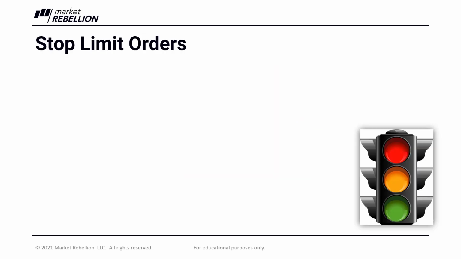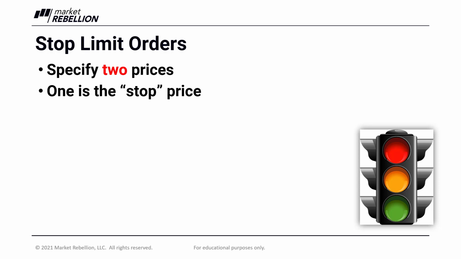So what is a stop limit order? Well, for stop limit orders, you are going to specify two prices. One is the stop price. It serves exactly the same function that it does for a regular stop order. But the second is your limit price. And yes, that's exactly right. It means that the stop limit order, if it's triggered, is going to submit a limit order, not a market order.